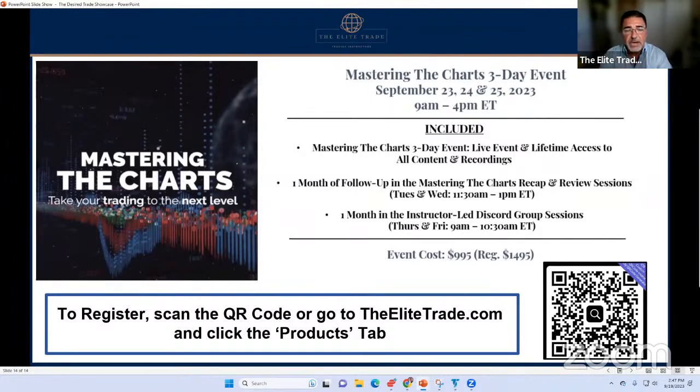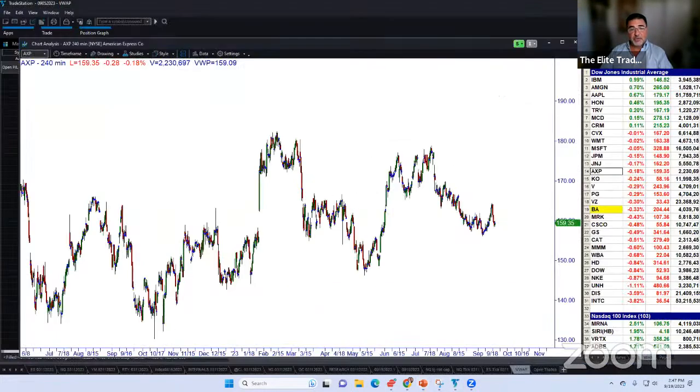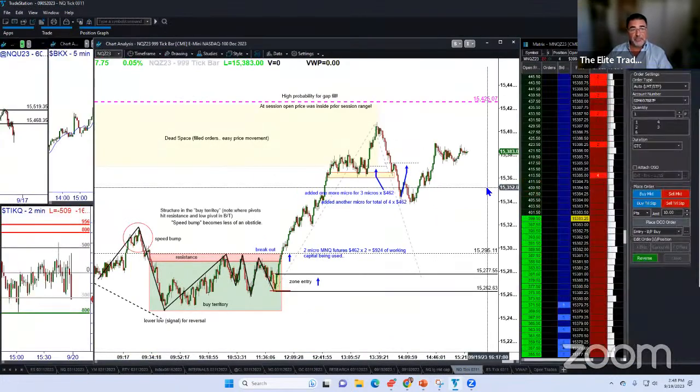The review and recap is where we come in and review the live trading room, where we've done some trades from the earlier session. And then we go into some lessons. One of the lessons that we worked on today was understanding the structures, okay? And this is a trade that we're still working on.